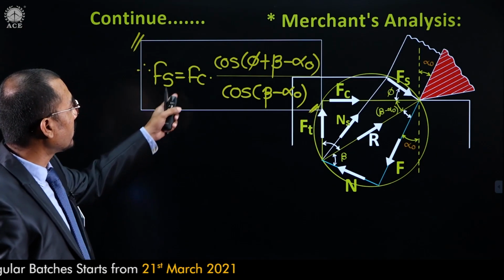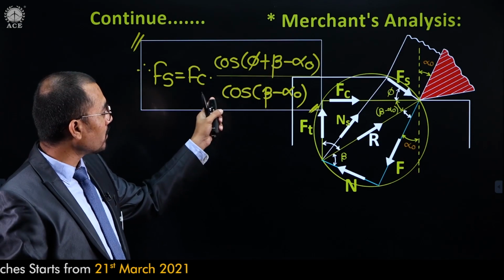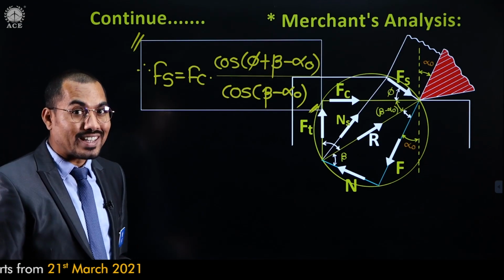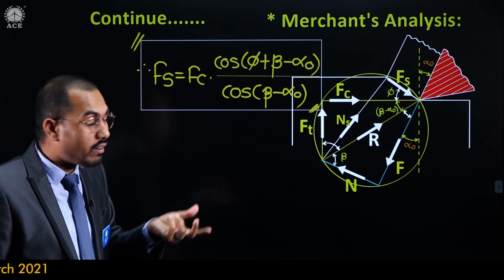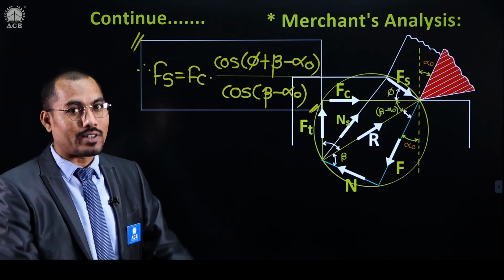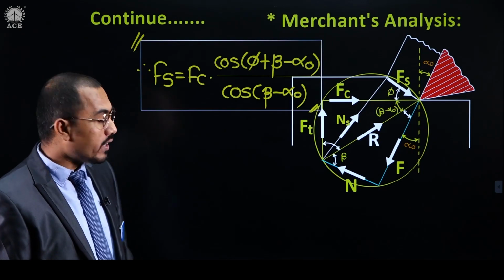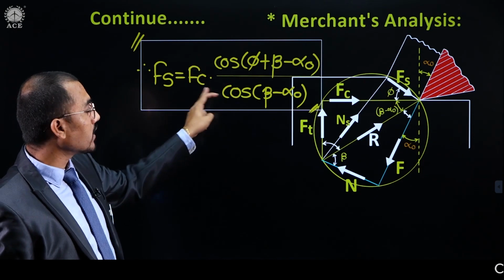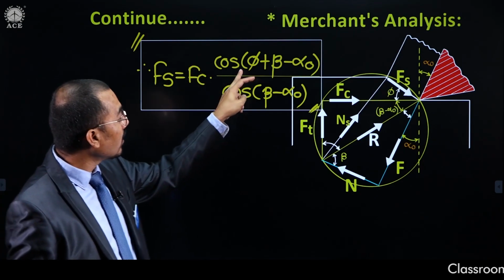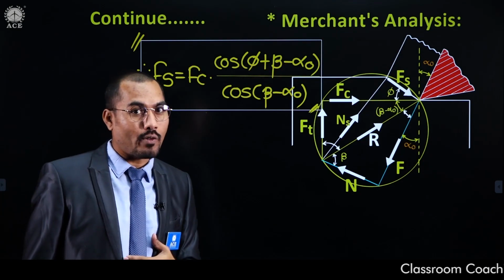Fc is equal to Fc into cos of (phi plus beta minus alpha 0) divided by cos of (beta minus alpha 0). So, we set a relation between shear force and the cutting force. Why? Because shear force we are interested to calculate and cutting force Fc is directly given in the problem. So, for calculation Fc is given, and from the given data, I require phi, beta and alpha 0.